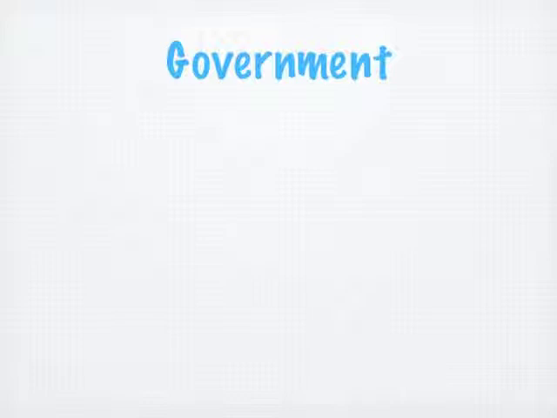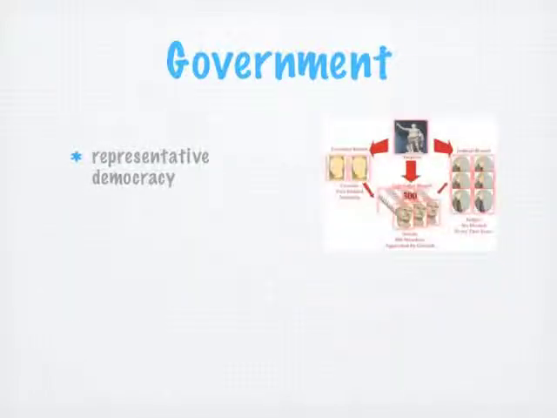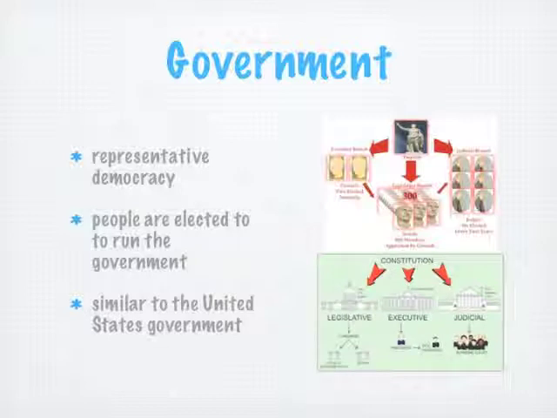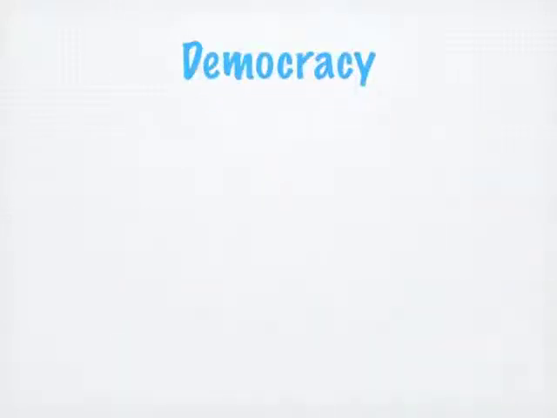I'd like to start by talking about the Roman government. I want you to remember that Rome had what was called a representative democracy. This means that the people of Rome elected other people to run the government. It's very similar to the type of government we find in the United States today.